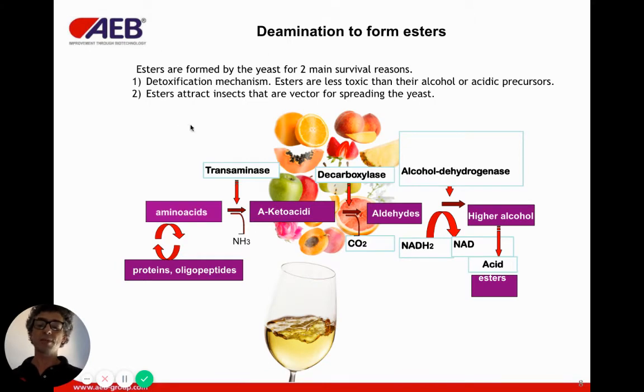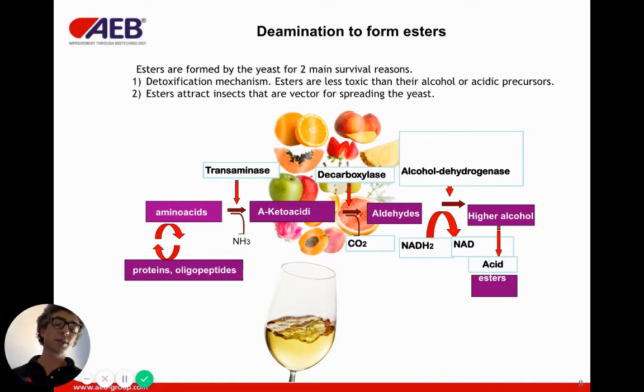This transaminase really works in both ways. So you saw how it gets you to the amino acid, but it gets you away from the amino acids here, back to the alpha keto acid and the aldehydes and higher alcohol. Higher alcohol, which will be esterified also because they are not pleasant for the yeast.